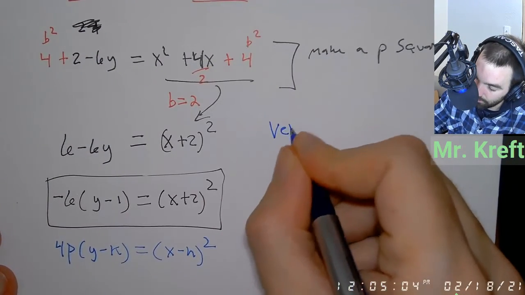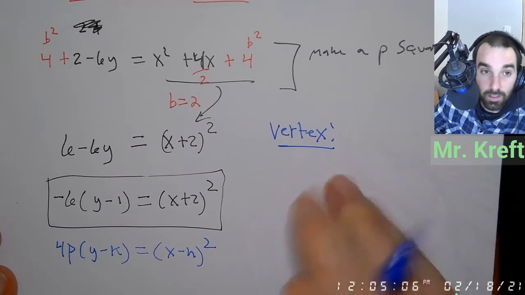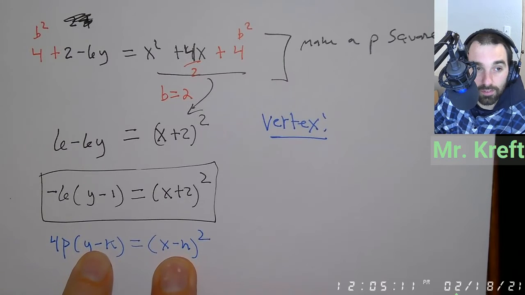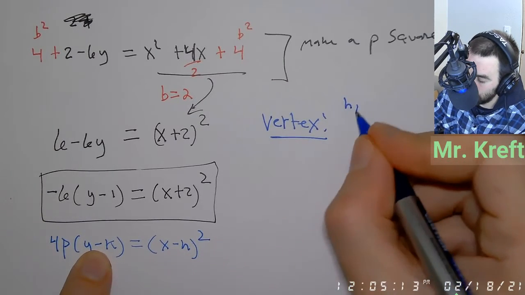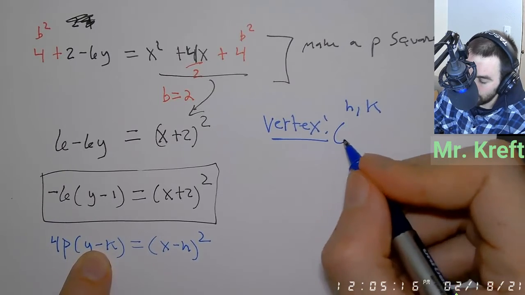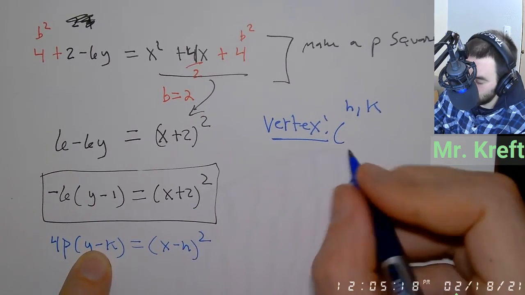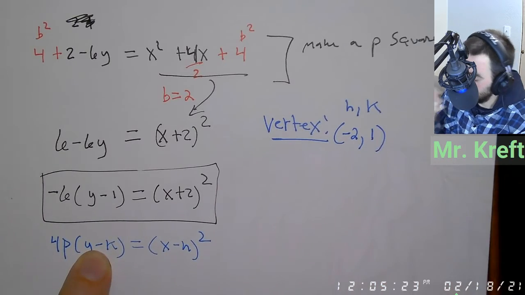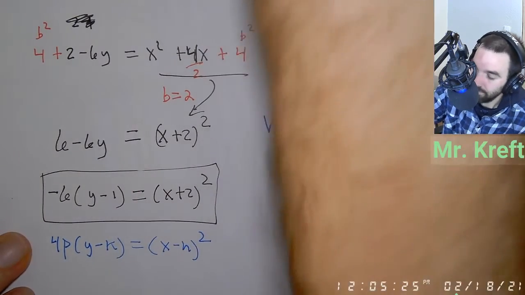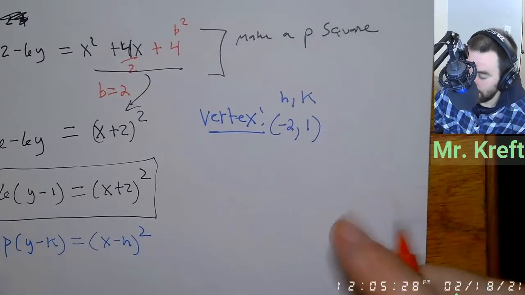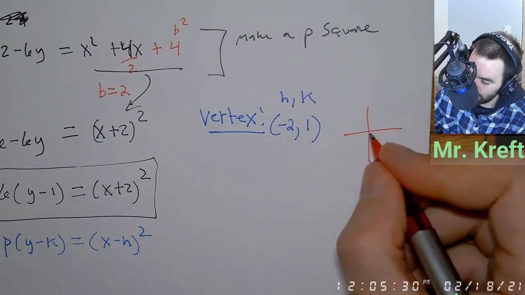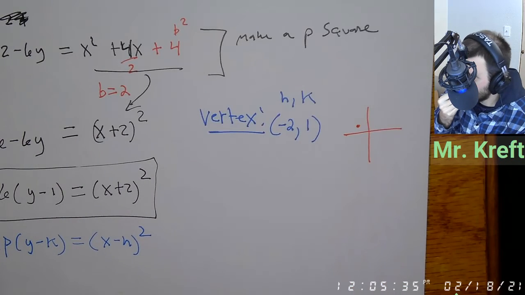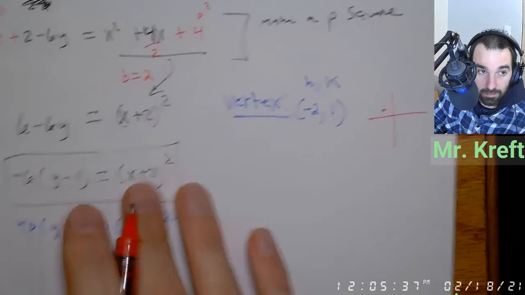Okay. So the vertex that we're going to have here is, remember, do you guys see how it's opposite of what it says in the equation? So my vertex is going to be (h, k), and it's going to be the opposite. The opposite of positive 2 is negative 2. The opposite of negative 1 is 1. Then I'm going to use a little picture really quickly to figure out what's going on. So if I'm at negative 2, 1, there's my vertex.